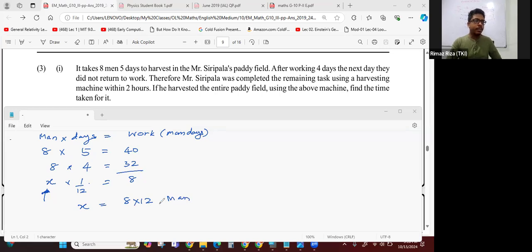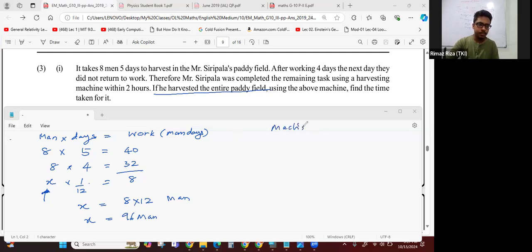So you will get it in man, right? So therefore x equals 8 into 12, which is 96. So that means this one machine is equal to 96 men working in this field. One machine is equivalent to 96 men working in this field. And then they are asking if he harvested the entire paddy field. The entire paddy field is 40 man days of work. Okay, so using this machine.